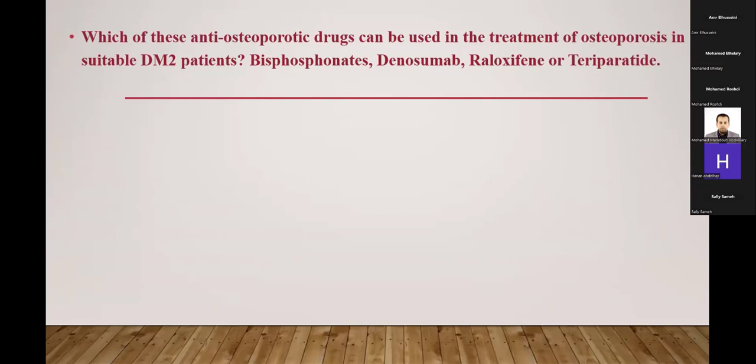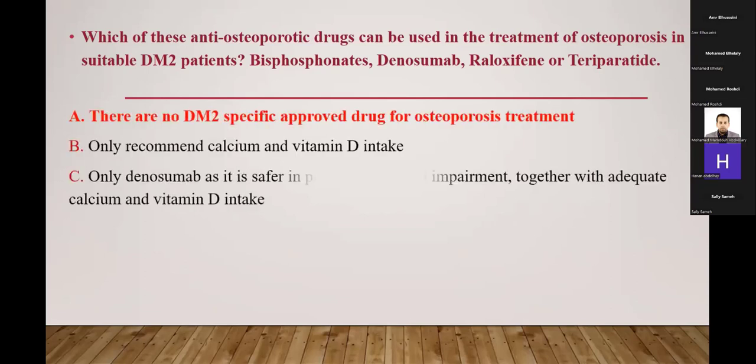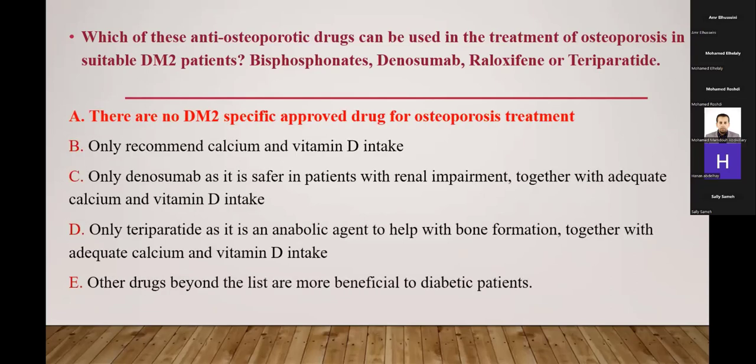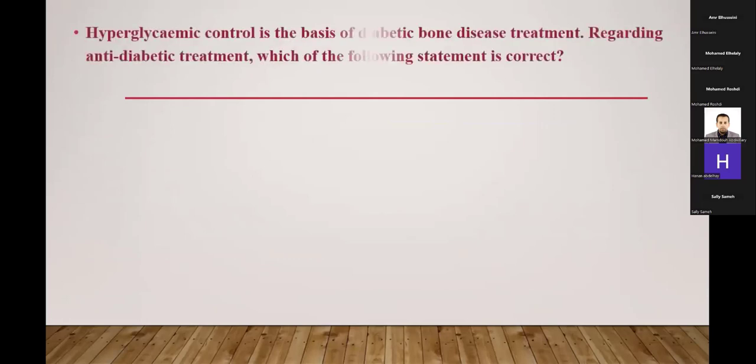Next question: which of these anti-osteoporotic drugs can be used in the treatment of osteoporosis in suitable type 2 diabetes patients? Bisphosphonates, denosumab, raloxifene, or teriparatide? The answer is A. There is no type 2 diabetes-specific approved drug for osteoporosis treatment till now.